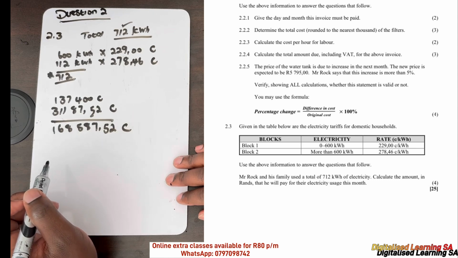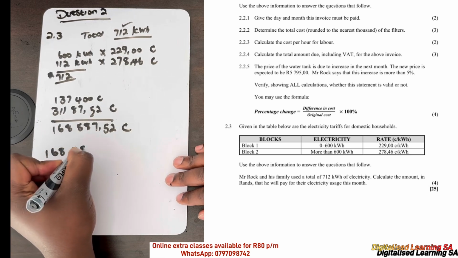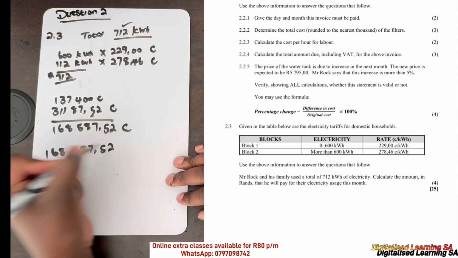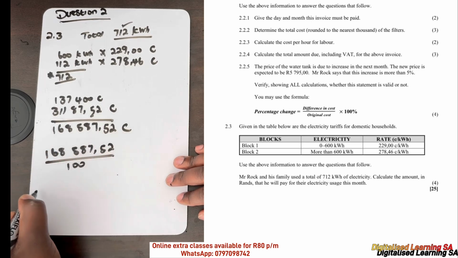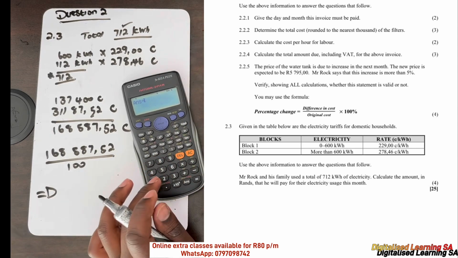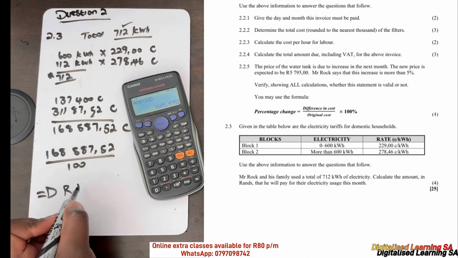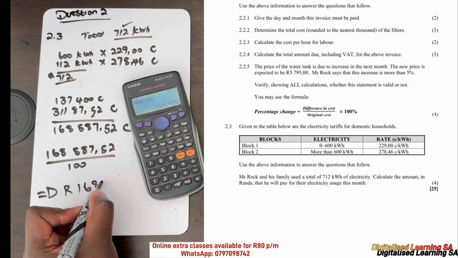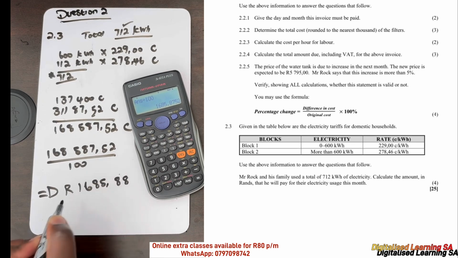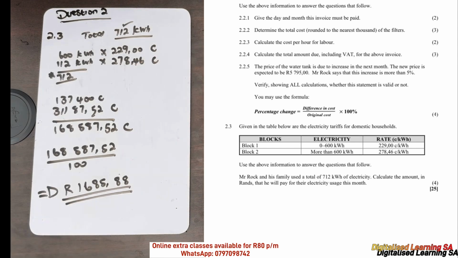So we are told to write our answer in rands, and if we want to convert this to rands, we just divide by 100. So we'll say 168,587.52 divided by 100, and our answer will be in rands. So divide by 100, and our answer is 1,685.88, and that's our final answer. And that brings us to the end of question 2.